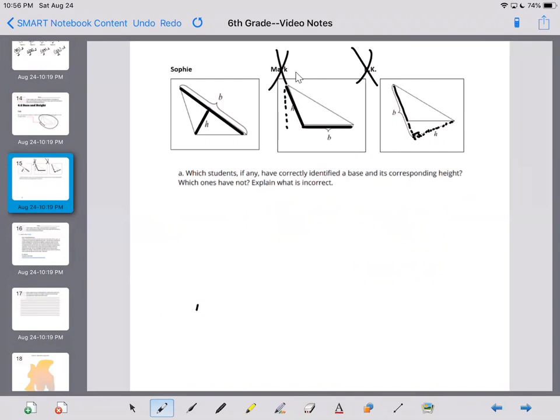Sophie has the correct idea with the base and the height. If we turn Sophie's picture around, she's saying that this would be the base, and then she's dropping that altitude here to make that the height.